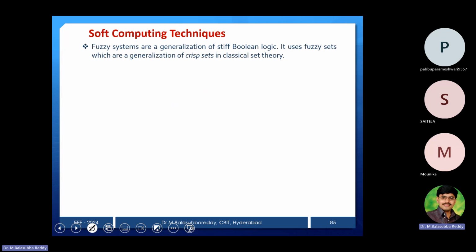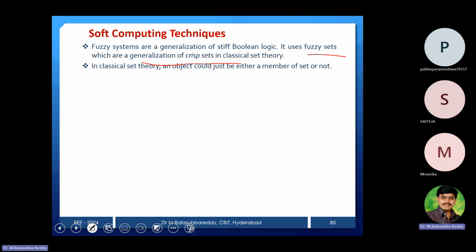Now, fuzzy systems are a generalization of Boolean logic. They use fuzzy sets, which generalize the crisp set in classical set theory. There is a lot of difference between a crisp set and a fuzzy set. In the previous class I also mentioned this. Crisp means either 0 or 1, or yes or no, straight away. But a fuzzy set will give a membership value. It will not discard completely, and it will give a weightage based on the features.